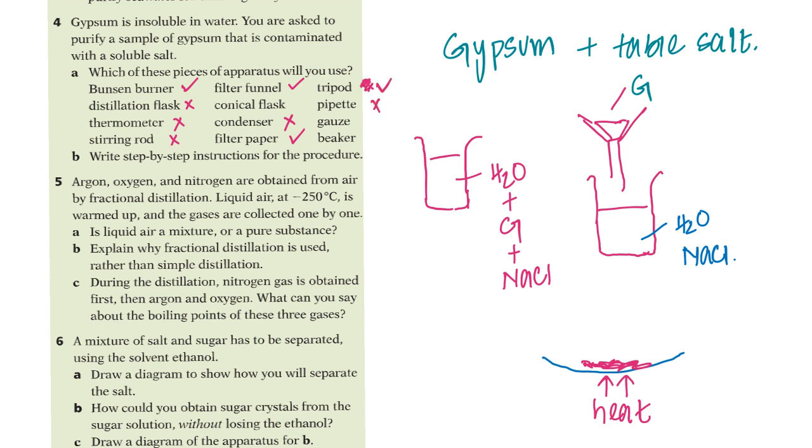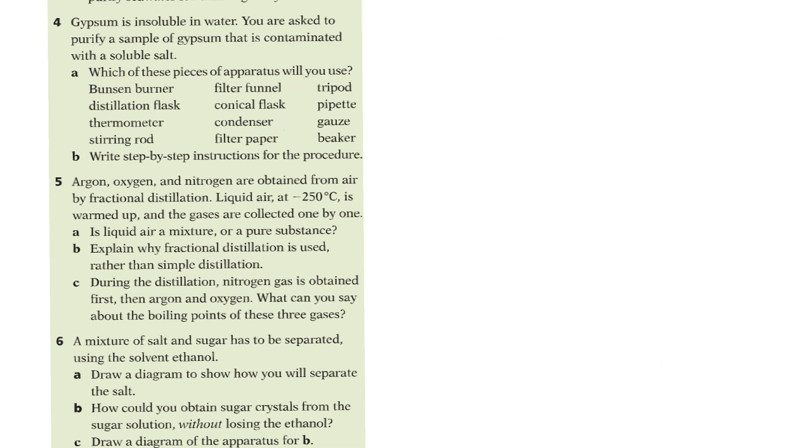Pipette, no. A gauze, not really. And a beaker. So I have a beaker, so I don't want to use a conical flask. I do need my evaporating dish, but that's not mentioned. But step-by-step instructions for the procedure, I'll let you guys handle that. I think that's fine. All right, let's move on to the next question.